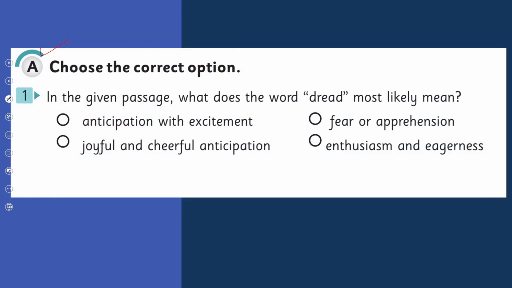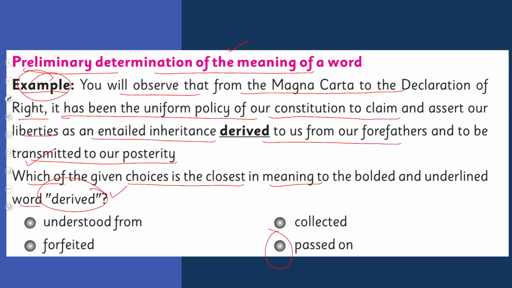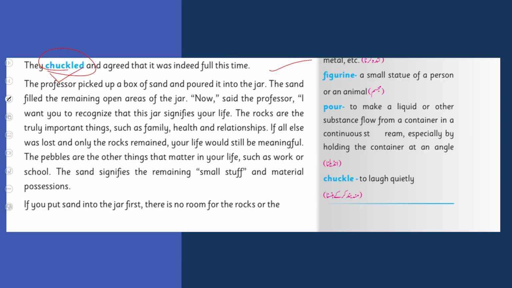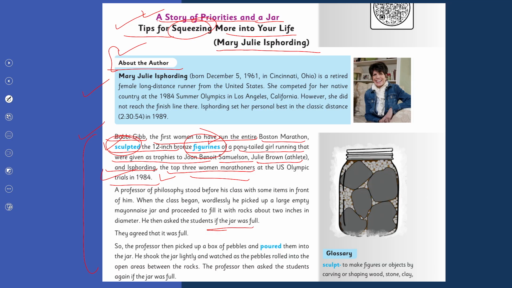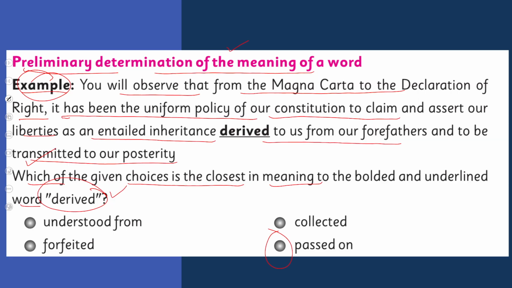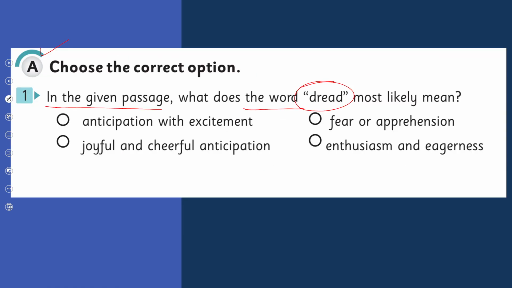Here is an activity that we are going to do. By now, you can pause the video, answer each question, and match your answers. In the given passage, what does the word dread most likely mean? If you go back to the text, we have the word dread over here. Now, find it quickly and try to understand the meaning of that word.